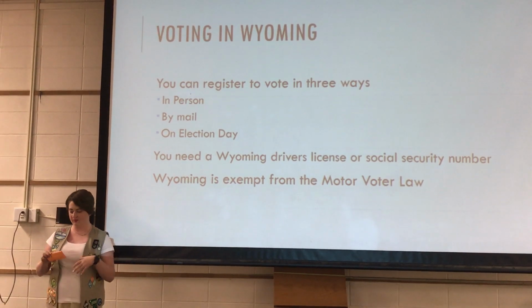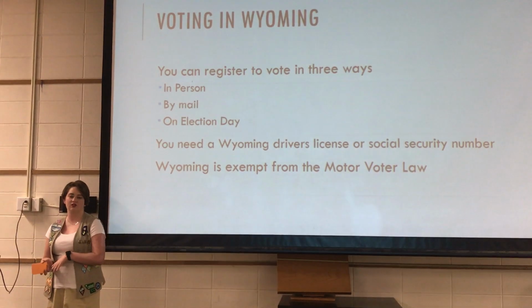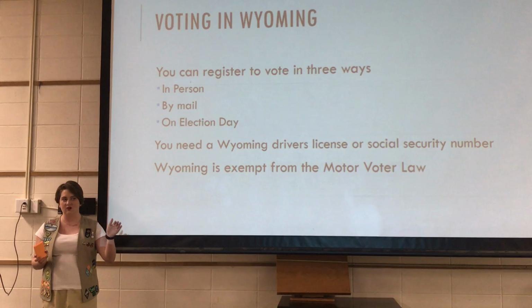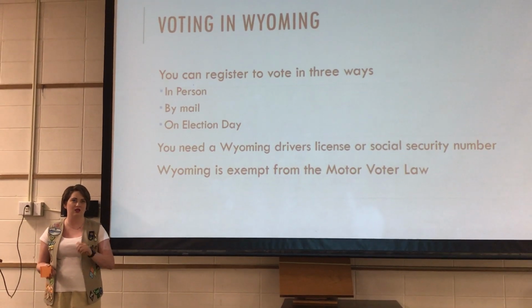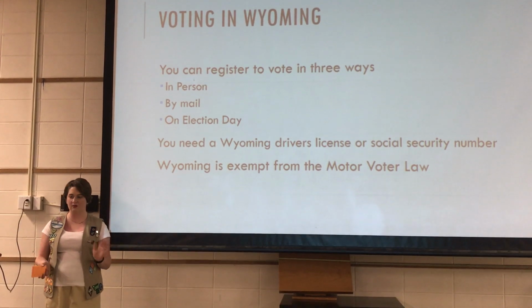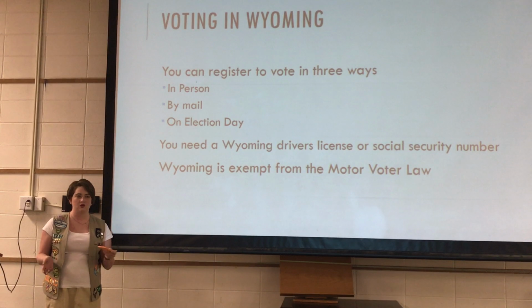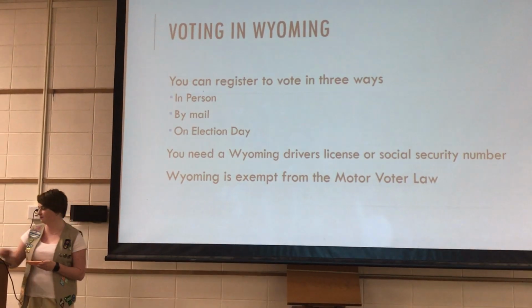To register to vote, one person simply needs a valid Wyoming driver's license or the last 4 of their social security number. There is a deadline to register to vote before an election unless you are registering on the day. In this case, the primary is on the 6th, you have to have been registered by. I'm not sure what the deadline is for the general election, but you always have the ability to go register on election day in person.